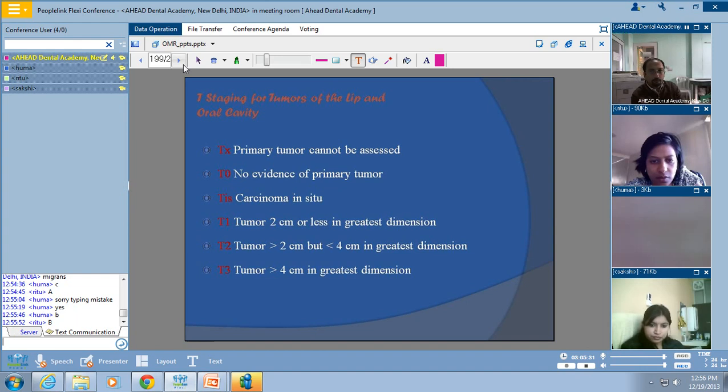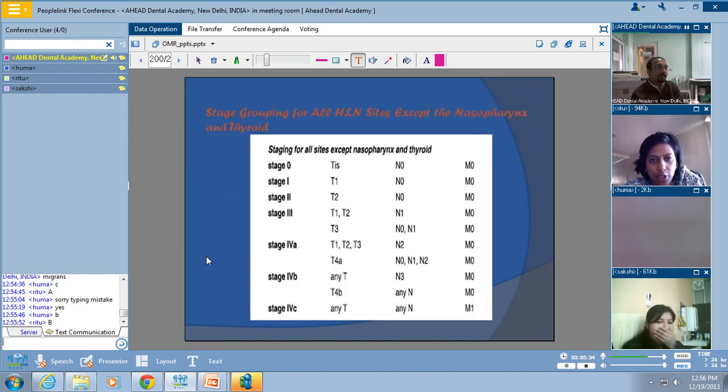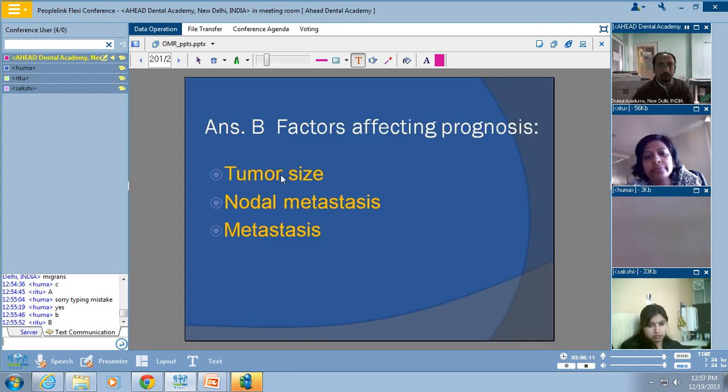Stage 0. N is again N1, N2, N3, which are different sides. N0 is no lymph node palpable. N1 is very tiny lymph node, N2 is ipsilateral lymph node, N3 is contralateral or bilateral lymph node. So these are the few stages. As long as it is T2, N0, it is stage 2. Stage 3 comes when any T with N1 comes. The moment N3 comes, it becomes stage 4, or any M1 comes, it becomes stage 4. Obviously, the prognosis for stage 4 is the poorest. Okay. Is it clear till here? Should we go on to the next?